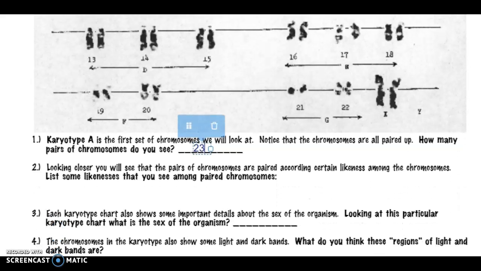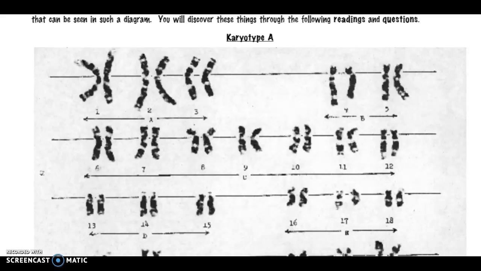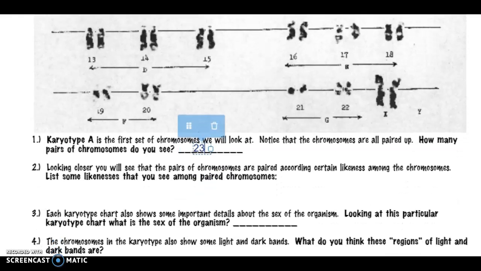And look closer, you'll see that the pairs of chromosomes are paired according to certain likenesses among those chromosomes. Okay, remember we talked about homologous chromosomes? We were talking about meiosis, how they pair up in homologous chromosomes. Well, notice they're about the same size. That one's about the same size as that one. Even though they're curled up, they're about the same size. And notice these bands. This is called a banding pattern. They stain the chromosomes, and the stain attaches at certain bases, certain proteins within those chromosomes. So they have a similar banding pattern, which also means that they have the same genes in the same places. So they're arranged according to size and banding pattern.